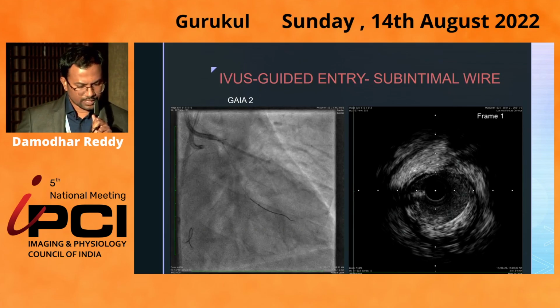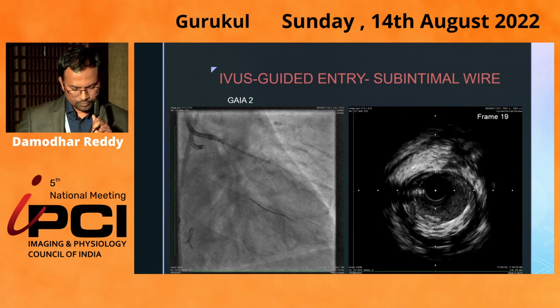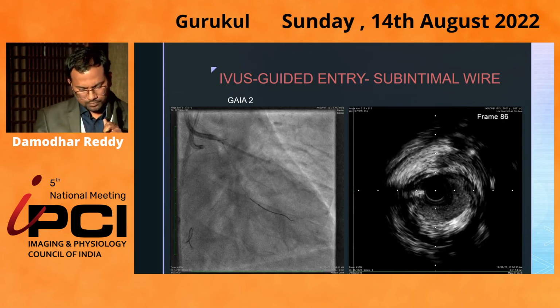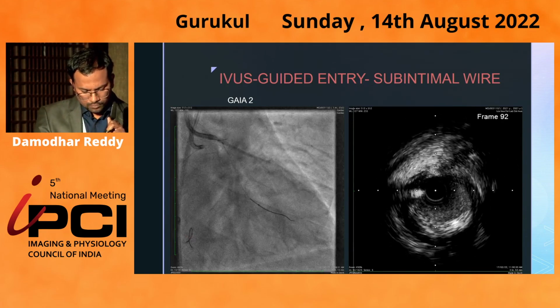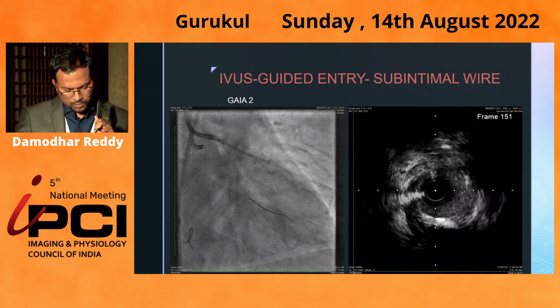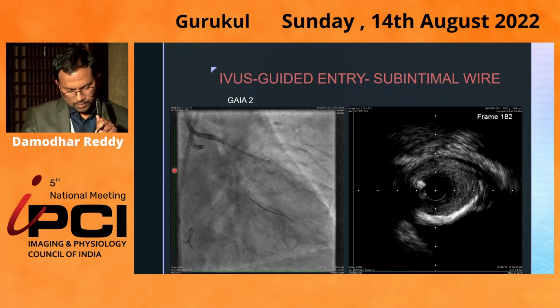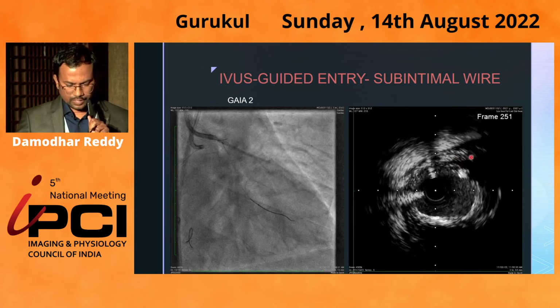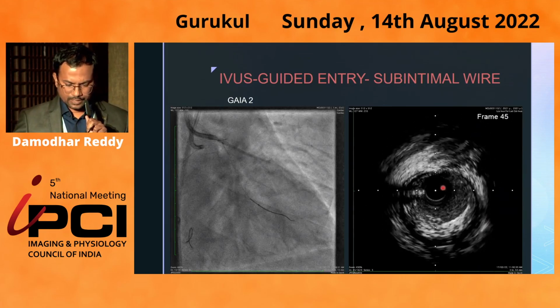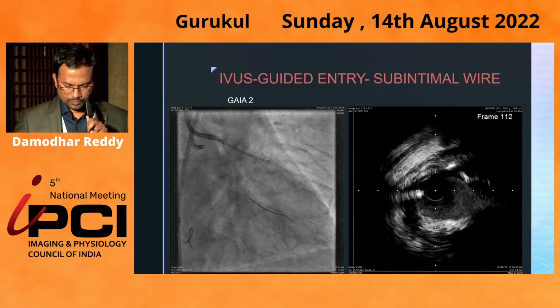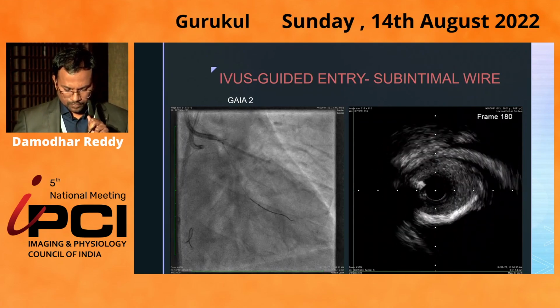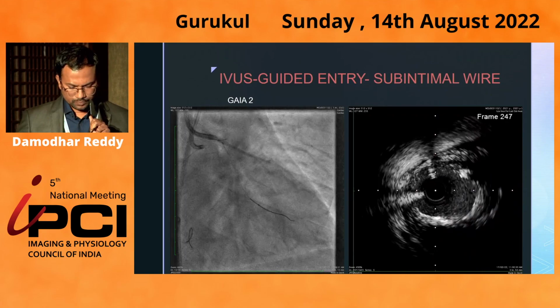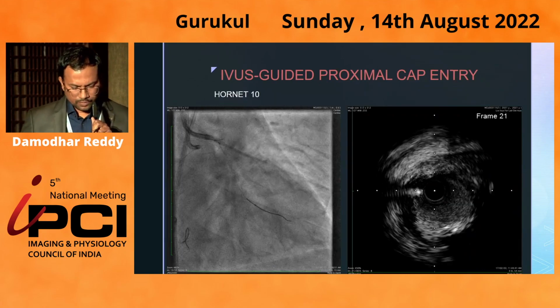And here is the IVUS-guided entry, which the first time we tried went into the subintimal space. You can see clearly this was the area where the wire went into the subintimal space. This was done with Gaia 2. Since we were not getting good results, we wanted better stiffness and better tip load, so we went on to escalate to Hornet 10.